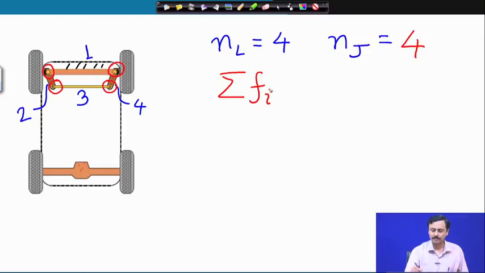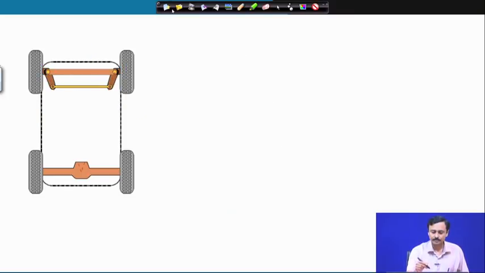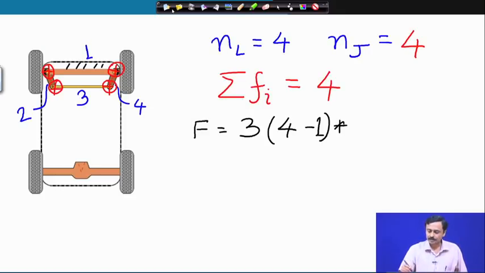Summation of degrees of freedom of individual joints. Each is a hinge, therefore 1, 2, 3, 4. So, the summation is 4. Therefore, degree of freedom is 3 times number of links minus 1, minus 3 times the number of joints, plus summation of degree of freedom of individual joints. So, this is 9 plus 4, 13, minus 12.